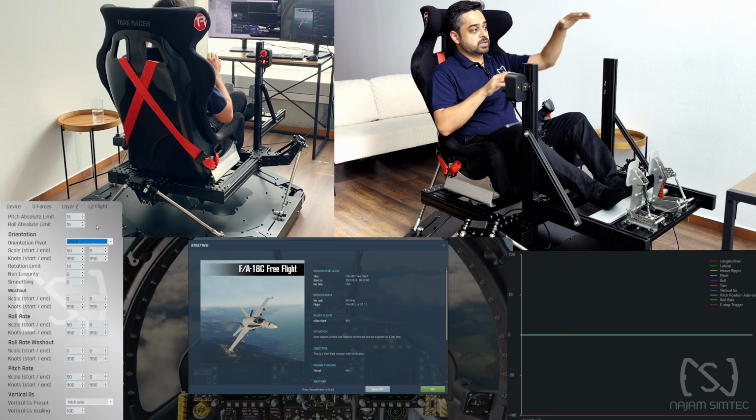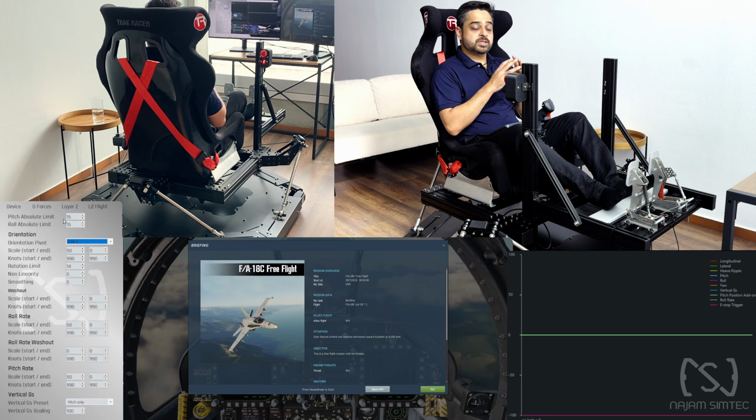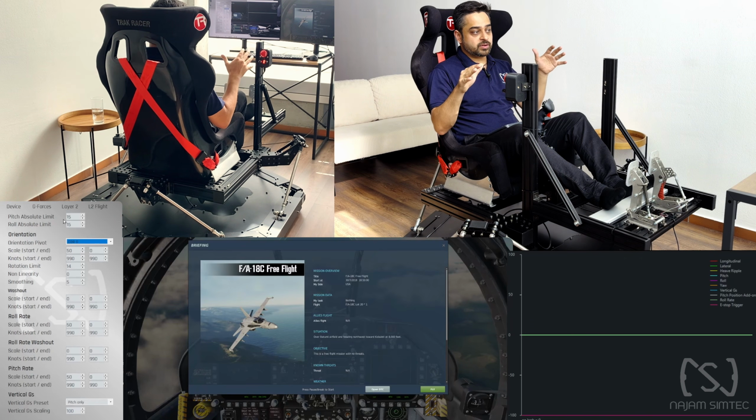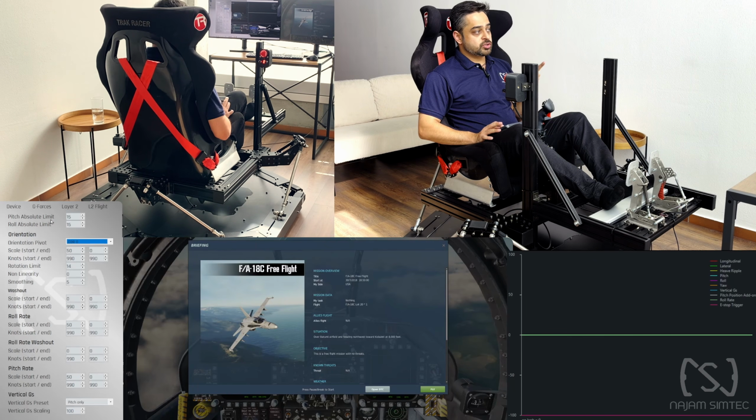Now, when we start up, you can see that we have absolute pitch and absolute roll limits. As you know, our motion platform on its natural rotation point has a maximum of 15 degrees each side in roll and a 15-degree pitch up and down. Pitch down is actually a bit more, but we limit it because we're also using surge. On top, in orientation, we can set our absolute limits for pitch and roll. First, I'll start off with orientation. We'll fly a bit, show you everything in the orientation, and then I'll show you what the washouts are, what the roll rates are, and in the end what the vertical G's are.